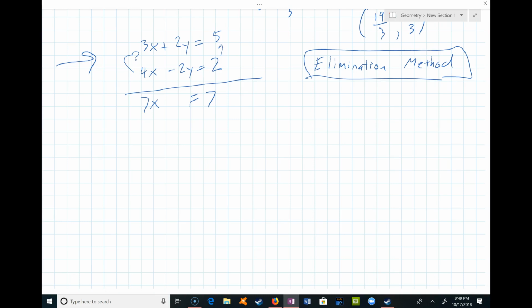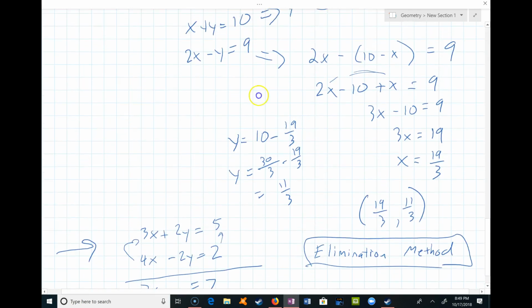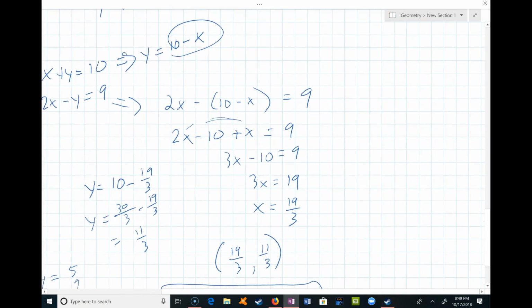And again, the reason why I'm doing this is because it eliminates one of the variables, and I'm left with just one variable to solve, and actually a very simple equation to solve. I just divide both sides by 7. I get x equals 1. Notice in substitution, we kind of did a similar thing. We used substitution to get the equation down to one variable, right? Right here.